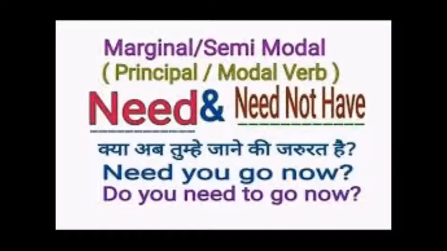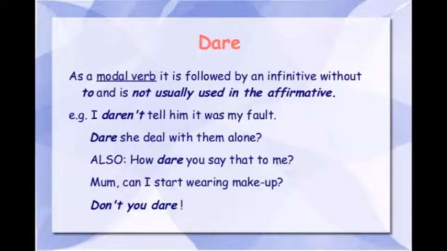But if you use need as your principal verb, in the second sentence it is indicated: do you need to go now? This time your need is not working as the modal auxiliary. This time it is working as the main verb or principal verb, because your auxiliary verb is do over here. That means need as the modal auxiliary will be used without to. There will be sole need. Need you go now? Needn't you go now?